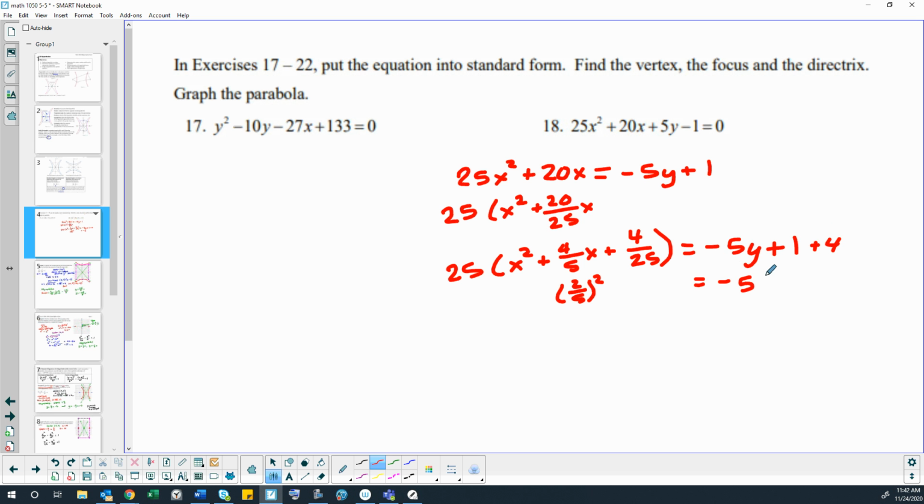So 1 plus 4 is 5. Take out the negative 5, so we have y plus 1. So I kind of skipped a step here. Combine those together, that turns into 5. Oh, and I made a mistake because that would be a negative. When I factor out the negative 5 from my positive 5, I'm left with a negative 1. Okay, so we have our 25 here, and we have x plus 2/5. Oh, that's not squared. Square should go here.